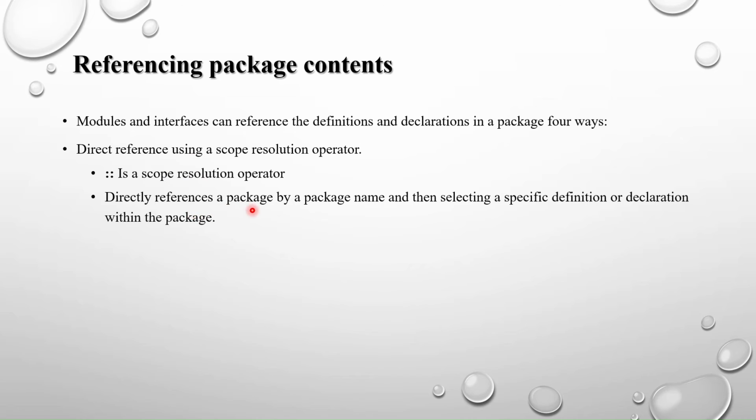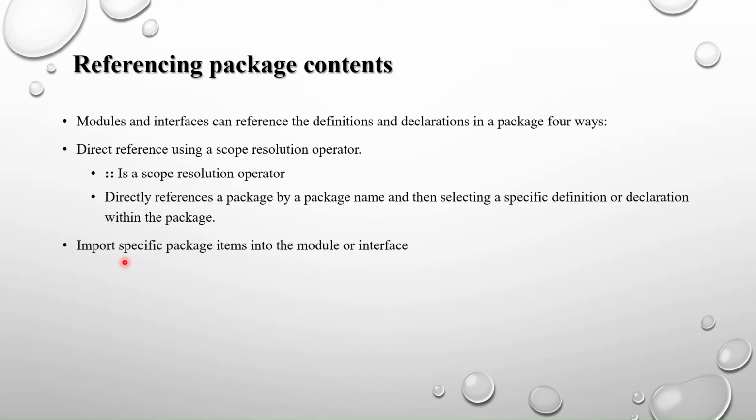Directly reference a package by the package name and then select a specific definition or declaration within the package. Here, how to reference? First the package name and the scope resolution operator, and then whichever item you want to access. Items means the identifier, properties or methods, whatever. Package name, the scope resolution operator, and that specific definition or declaration.